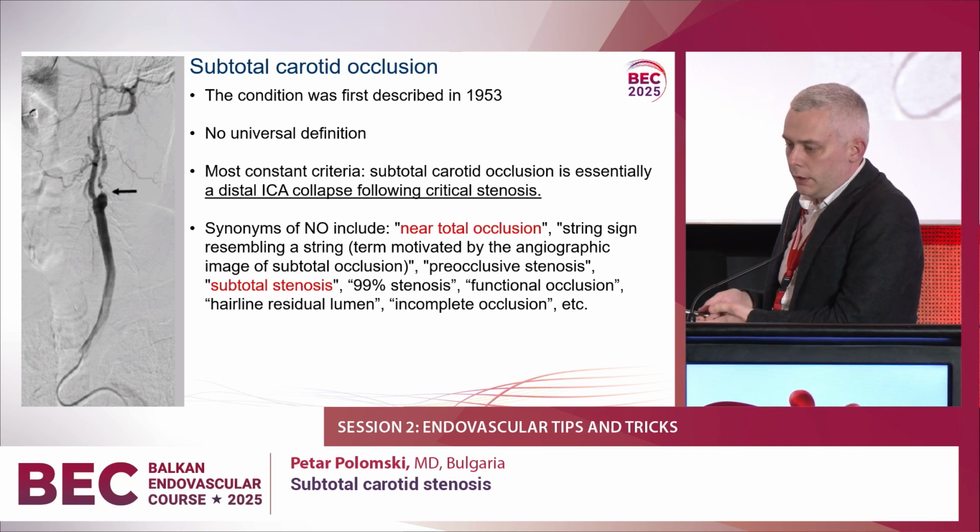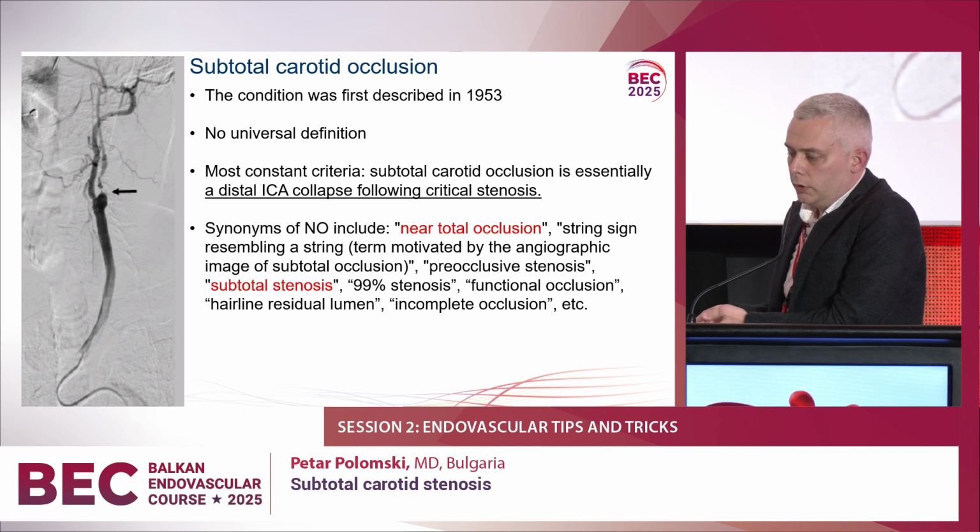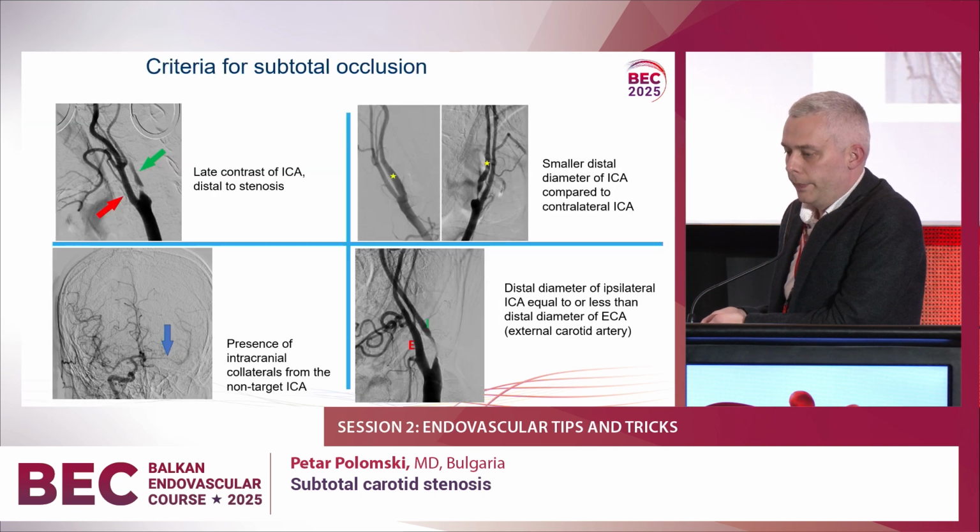The condition of subtotal carotid stenosis was first described in 1953, almost 70 years ago, but to this day there is no universal definition of this condition. The most consistent definition in the publications is collapse of the internal carotid artery following critical stenosis of the internal or common carotid artery, and plenty of synonyms can also be found. Near total occlusion or subtotal stenosis are the most frequent of them.